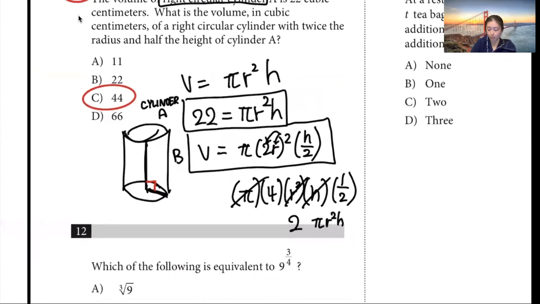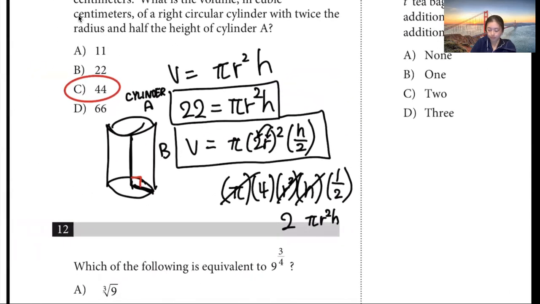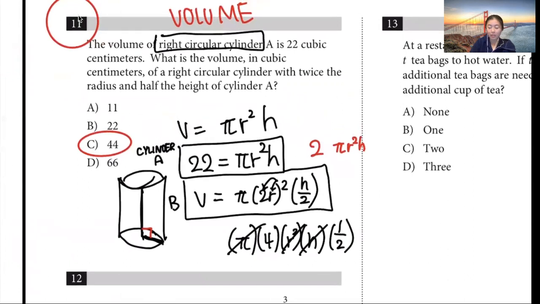Okay, so now that we know that, we can see the clear difference between the two. Let me change to a different color and put it right next to cylinder A. So this is the only difference between cylinder A and cylinder B, being the red one.